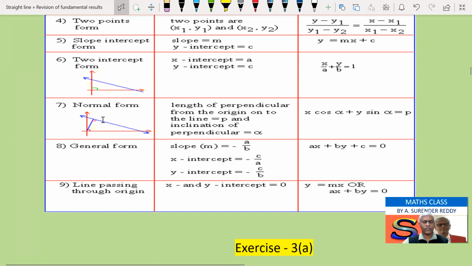From the origin, the perpendicular distance to the straight line is p, and alpha is the angle of the perpendicular made with the x axis. The inclination of the perpendicular is alpha. Remember, alpha is the angle made by the perpendicular with the x axis.